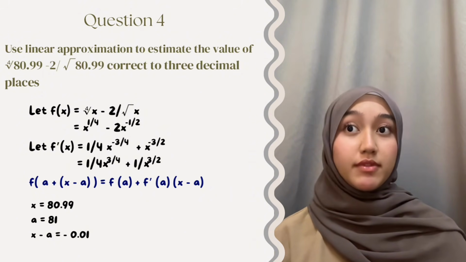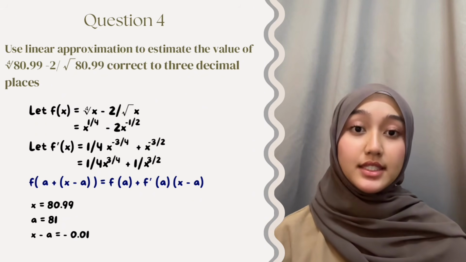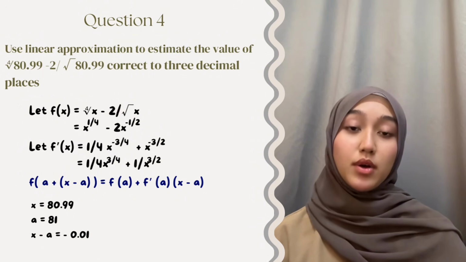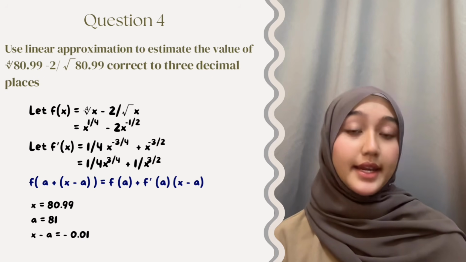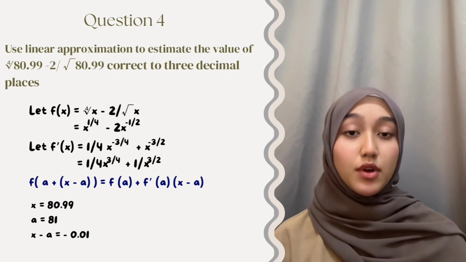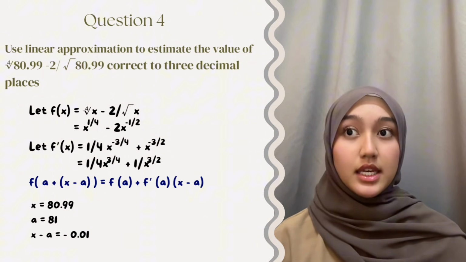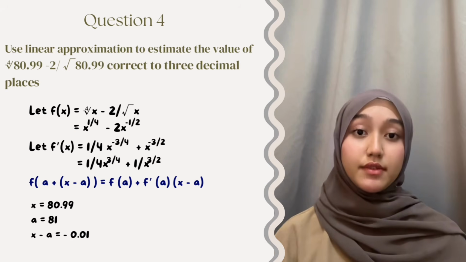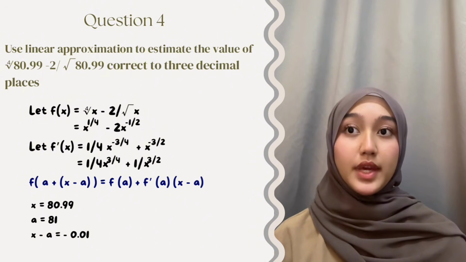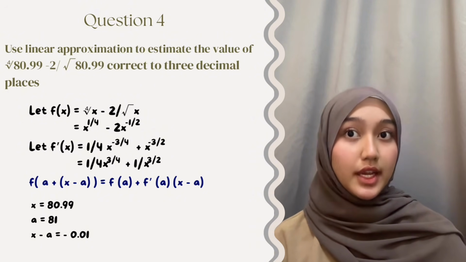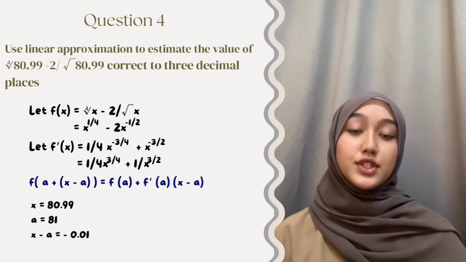And after we simplify f(x), we can find the derivative of f(x), which is f prime x equals 1 over 4x to the power of 3/4 plus 1 over x to the power of 3/2. And now we can apply the linear approximation formula, which is f(a) plus f prime a times x minus a. So here we have x, which is the given value, equal to 80.99, and then we have a, which is the chosen value or initial value, equal to 81, and x minus a equals negative 0.01.